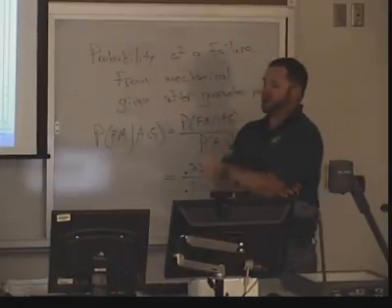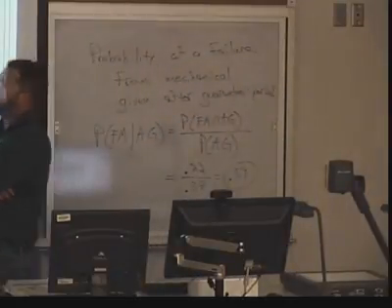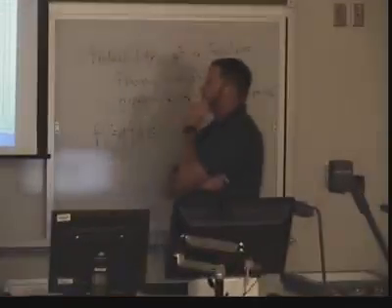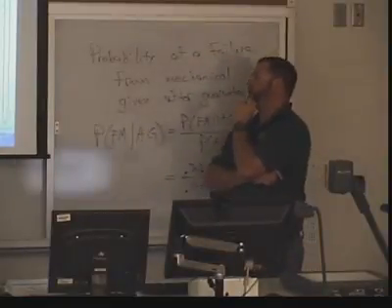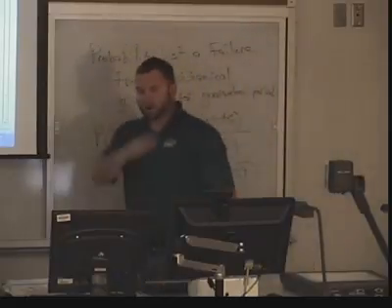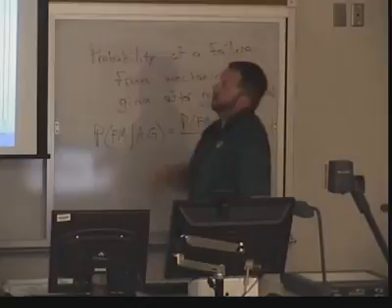So this test will have probability and discrete random variables. Discrete means countable, as opposed to continuous, which is an interval of numbers. All right? The normal curve is a continuous thing. All right? It's not discrete.